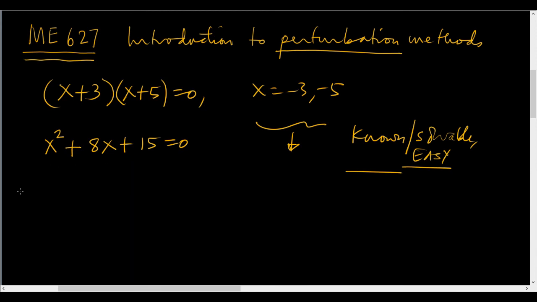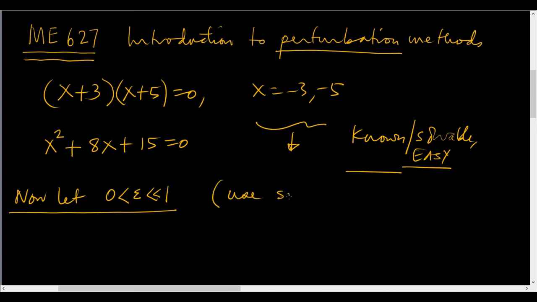Now let epsilon be greater than 0 and much less than 1. Okay, so we will develop based on small epsilon asymptotics. We will use small epsilon asymptotics.